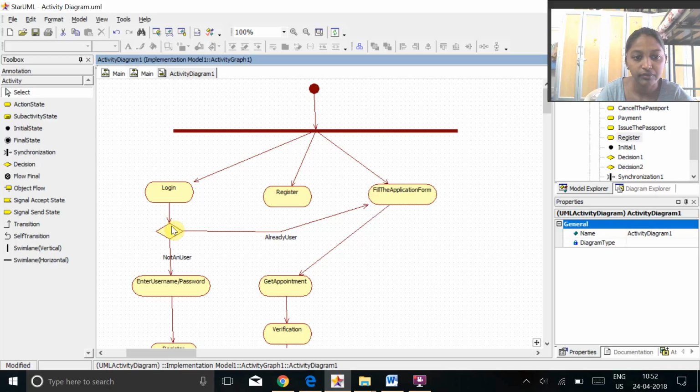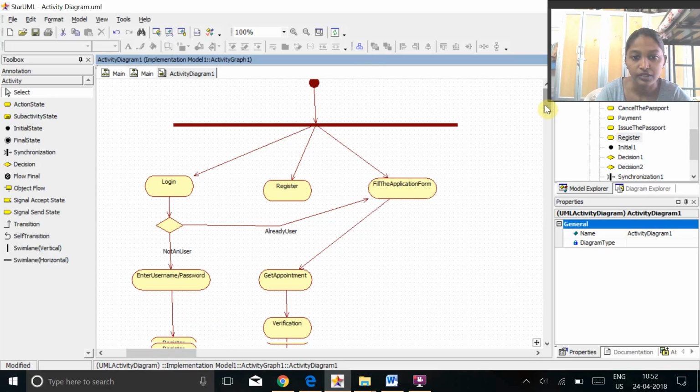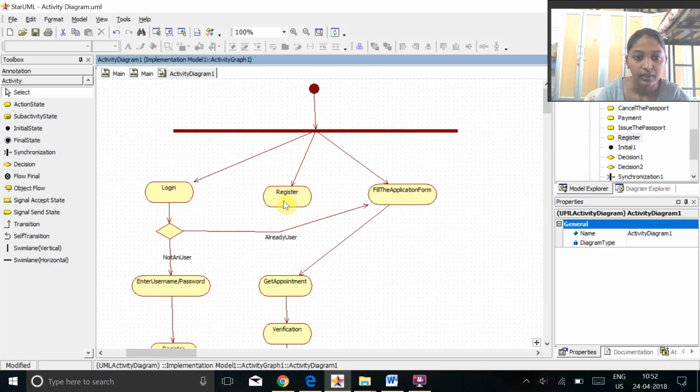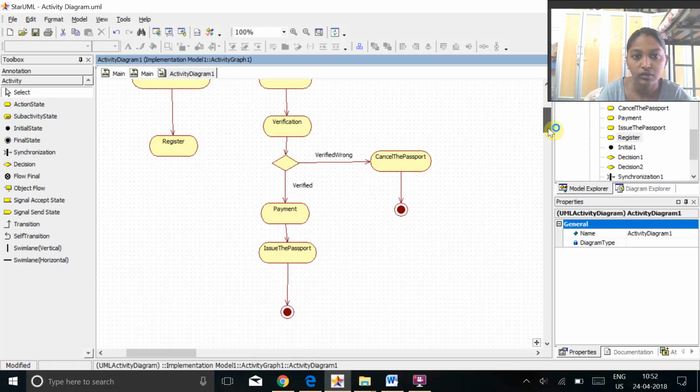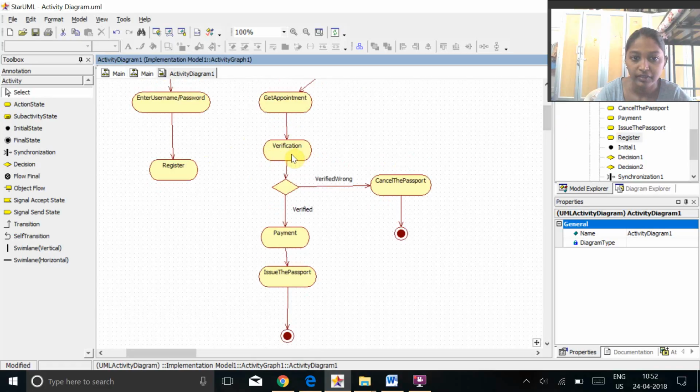So first is login. If he is not a user, he should enter the username and password, and then register. Next, if he is already a user, then he has to fill the application form and get the appointment. After getting the appointment, he should get the verification, and if the verification is done correctly, he should pay the payment, and after paying he will get the passport, and that is the final stage. So it will end there.